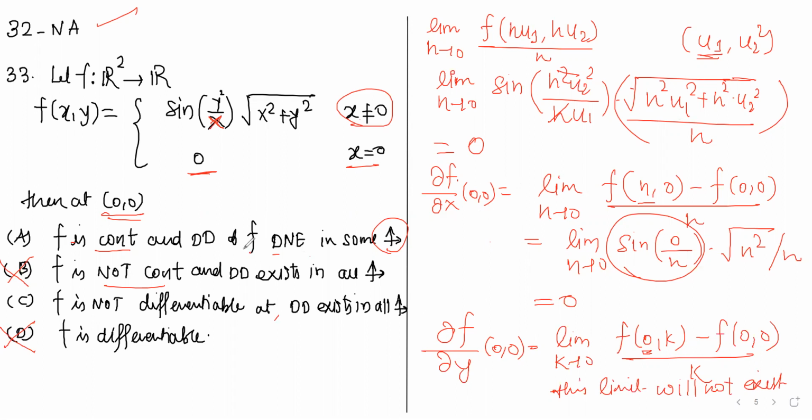We know that a directional derivative exists in all possible directions, so even this option is gone. So the remaining option is C, and this is true. So f is not differentiable and the directional derivative exists in all possible directions.